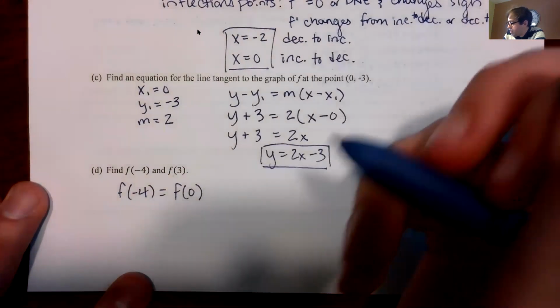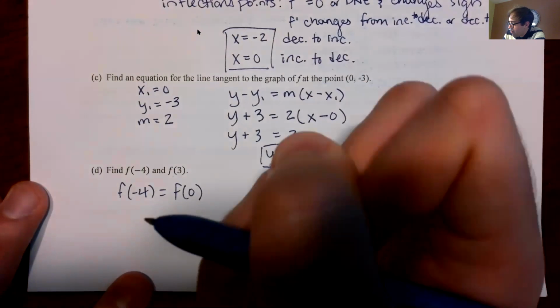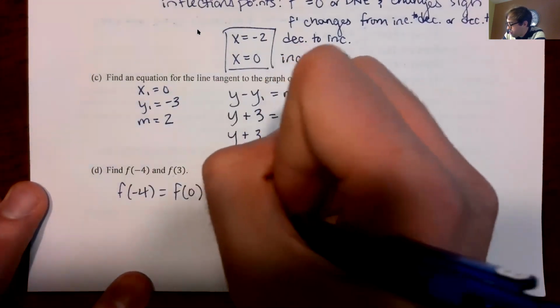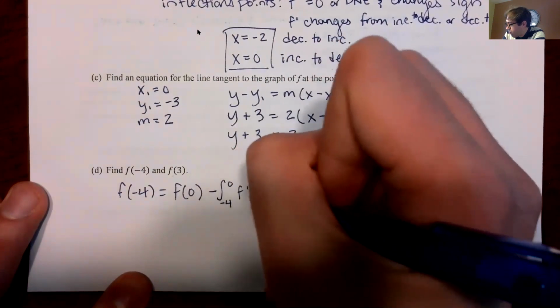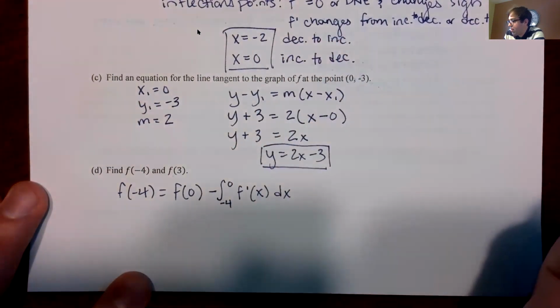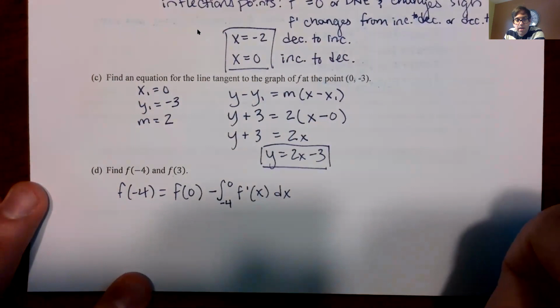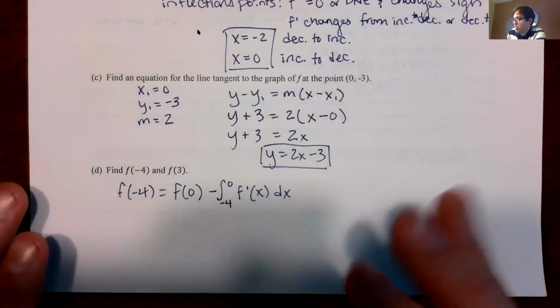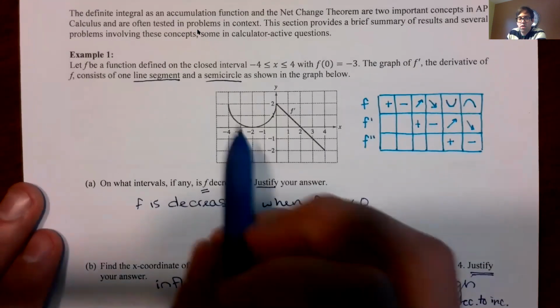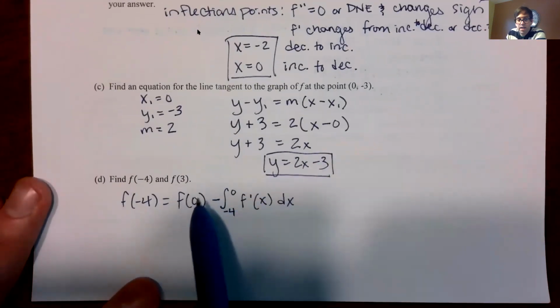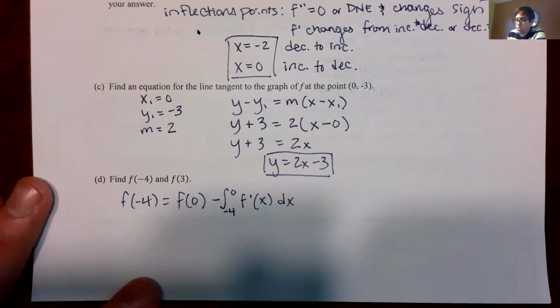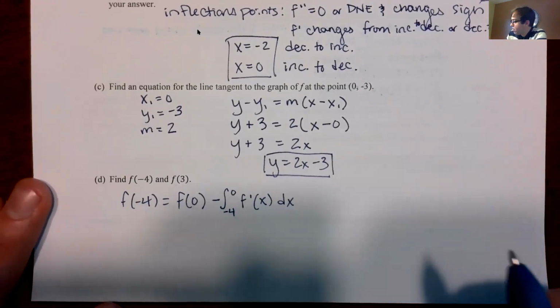And because we are going to go to the left to get to -4, I'm going to subtract the integral from -4 to 0 of f prime of x dx. So hopefully that makes sense. There's some area from -4 to 0 on this graph. If I figure out what that area is, and I subtract it from f of 0 because we're going to the left, then we should be able to get to f of -4.